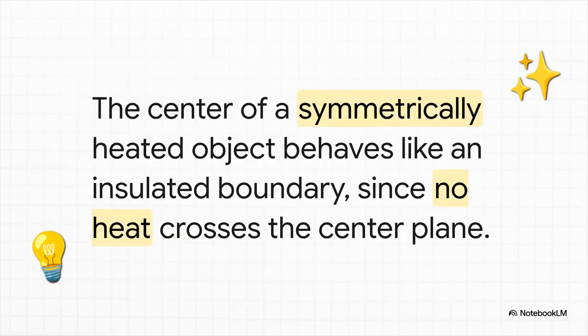And this leads to a fantastic little engineering trick. If you have an object that's perfectly symmetrical, like a big slab being heated the exact same way from both sides, that center line behaves exactly like a perfectly insulated boundary. Think about it. Why would heat need to cross the line of symmetry? It wouldn't. This beautiful insight means we can often just analyze half the object and cut our work in half.